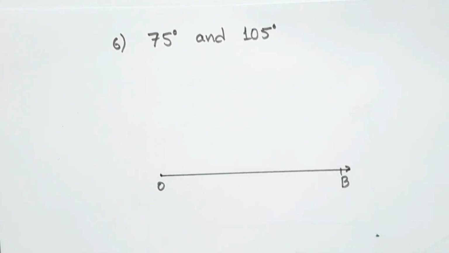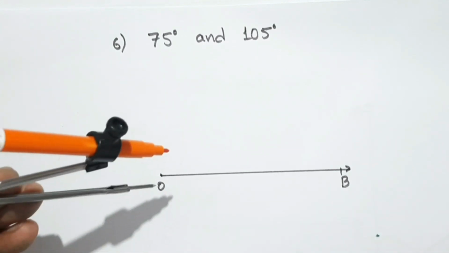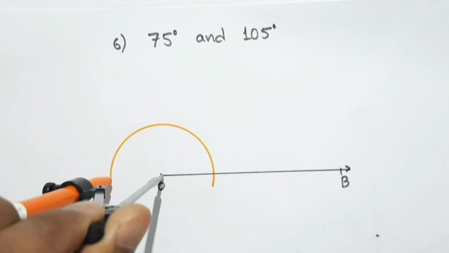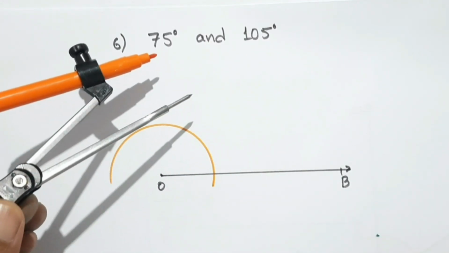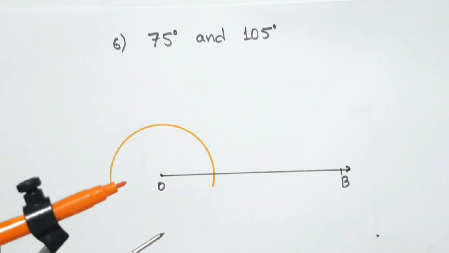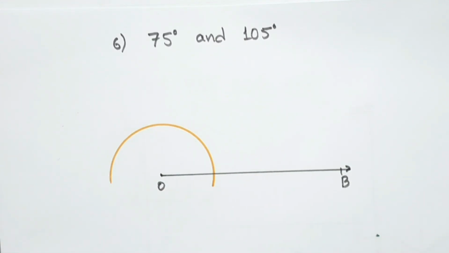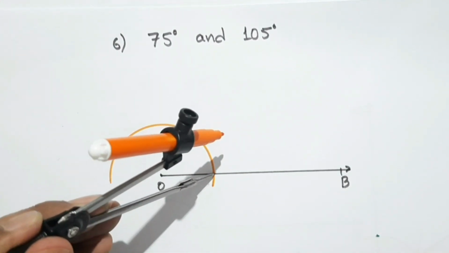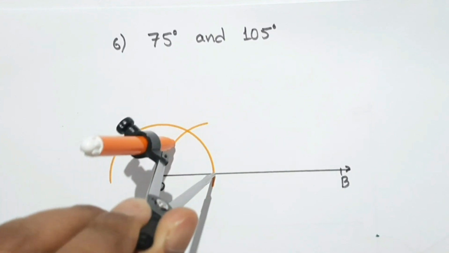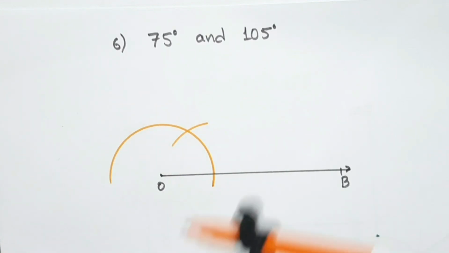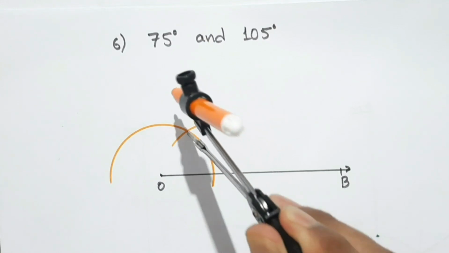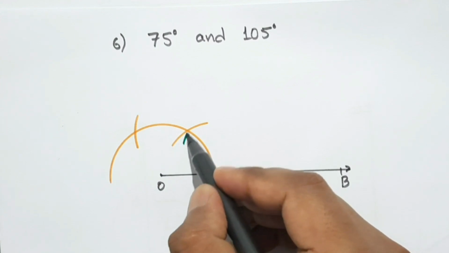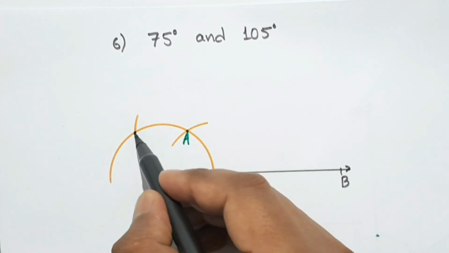Now taking O as a center, we'll draw a semicircular arc like this. This is our first step, and it is always the same. Now to construct 75 and 105-degree angles, we need to construct 90-degree first. For that, we make this point as a center and cut this arc here. Again, this point as a center, we cut this arc again here. I'll mark this point as A and this point as E.